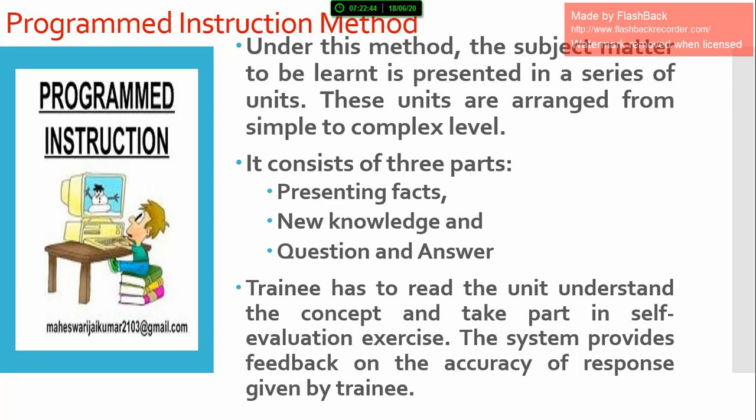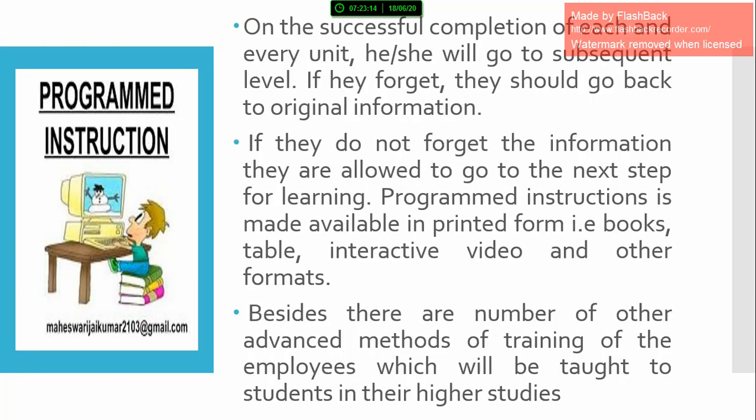So the trainee has to read the unit, understand the concept, and take part in a self-evaluation exercise. Like a book, first they give elaborated details, then the trainee reads the unit, understands the concept, and takes part in the self-evaluation exercise. In a book, we have exercises, no? Like that you have to self-evaluate, and the system provides feedback on the accuracy of the responses given by the trainee. So on the successful completion of each and every unit, he or she will go to the subsequent level. One unit completed means we can go to the next unit, the next level.